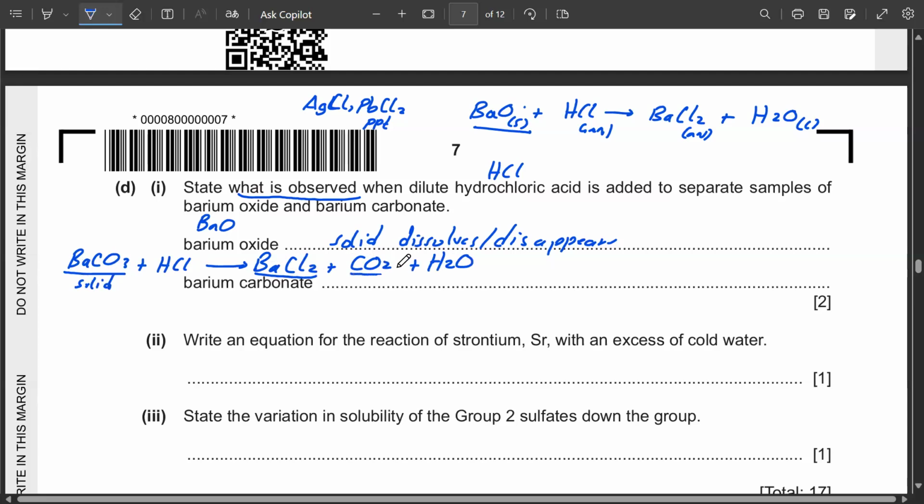But one more difference is the presence of carbon dioxide, which can be observed in the form of effervescence. So you will need to indicate observation in terms of the barium carbonate solid and the bubbles of carbon dioxide gas. So you will write effervescence and solid dissolves, because there are two clear observations here: the observation in terms of barium carbonate and the observation in terms of the carbon dioxide.